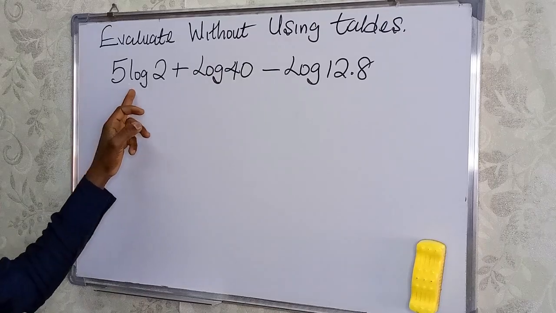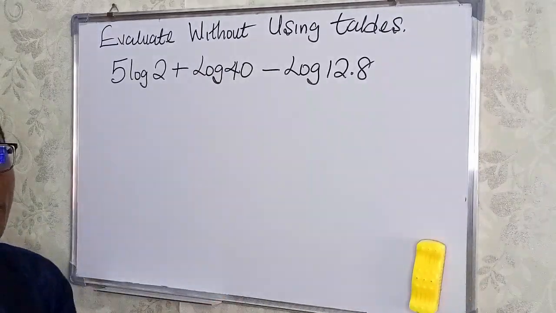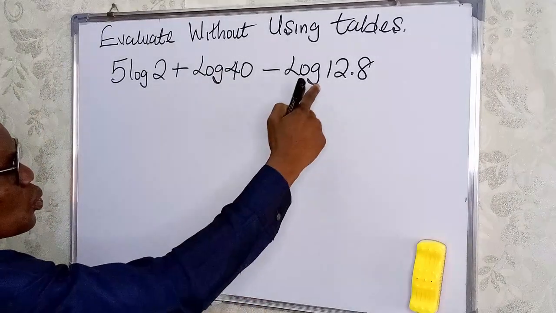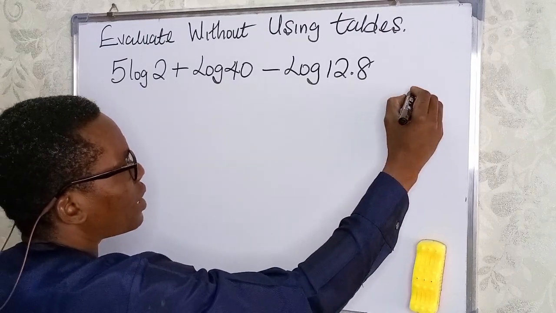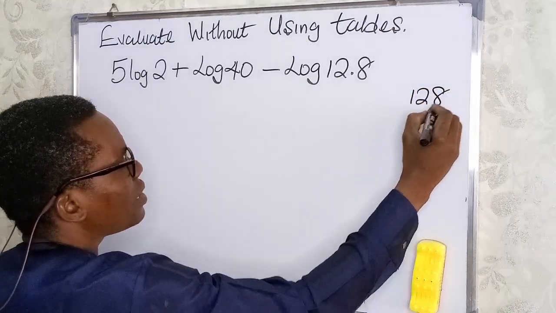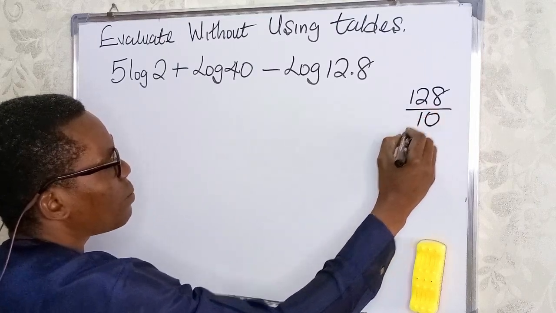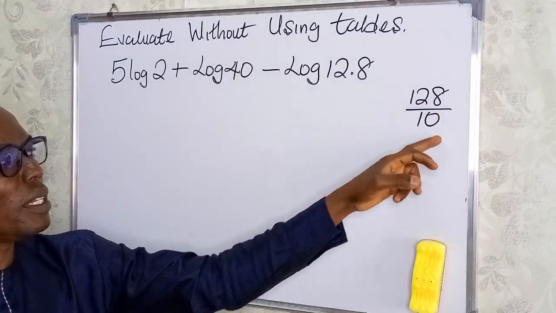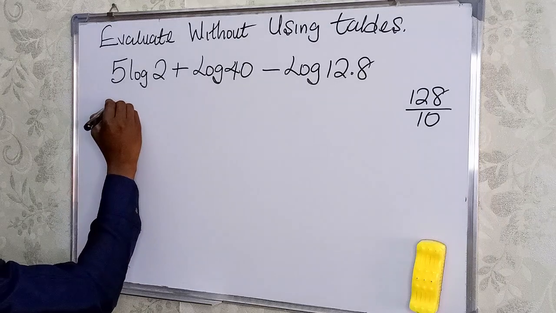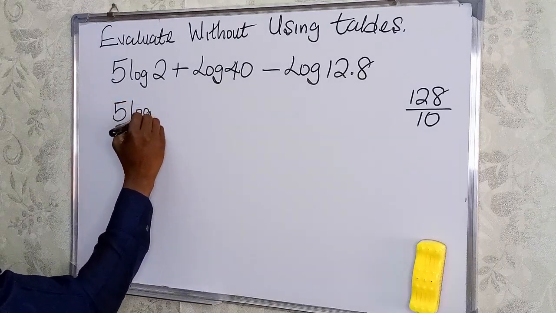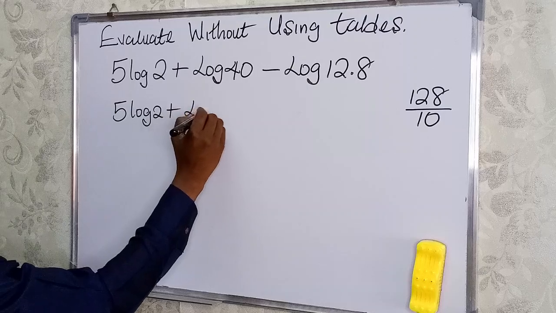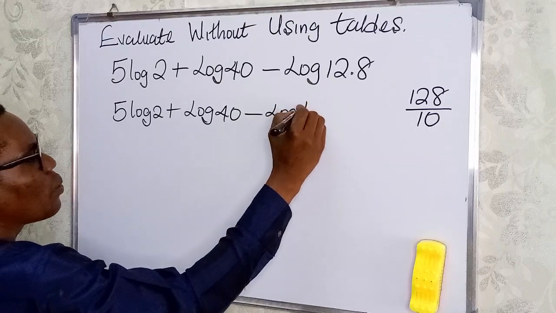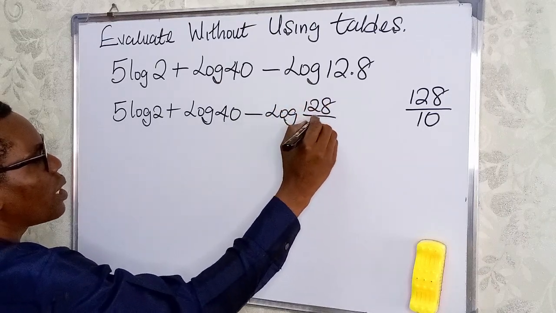Now you see that since all of them have no base, they are all in base 10. So take note of that. Now 12.8 is the only decimal we have there, and if we want to simplify this, it will be 128 divided by 10. 128 divided by 10 will give us 12.8. So that means we can replace this with this, and this is going to give us 5 log 2 plus log 40 minus log of 128 divided by 10.